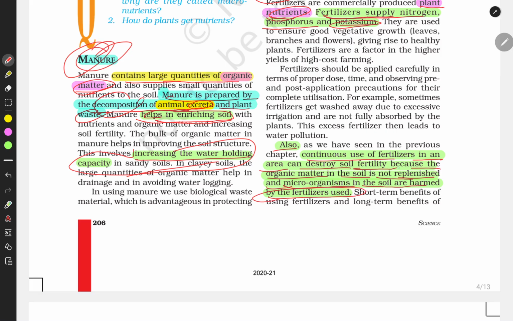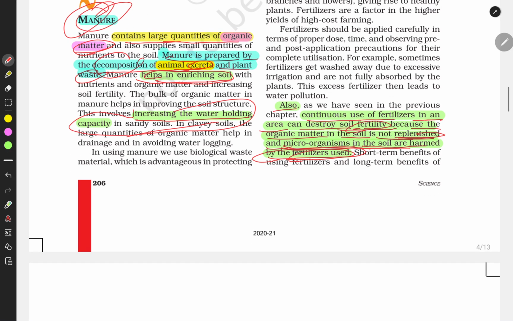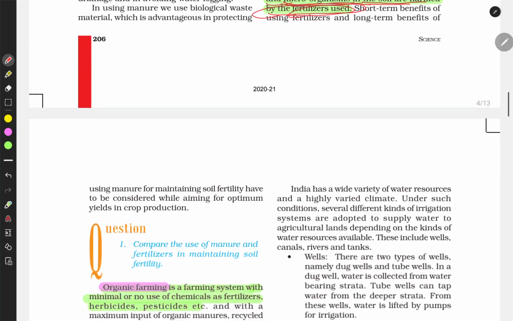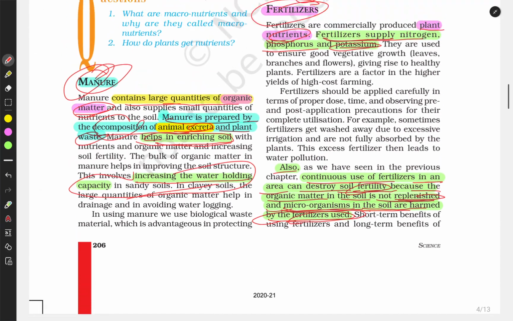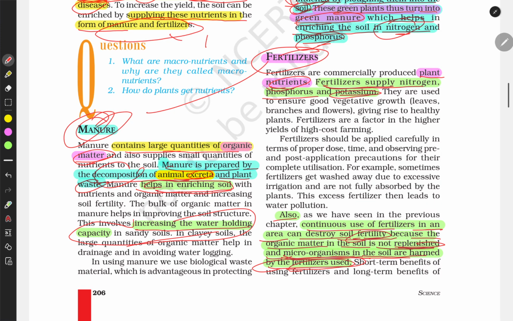So two things happen with fertilizers. One is that over a long time it destroys the soil fertility, because the organic matter is not renewed. The second thing is that microorganisms in the soil are harmed by the use of fertilizers. So we should try to move from the use of fertilizers to the use of manure.